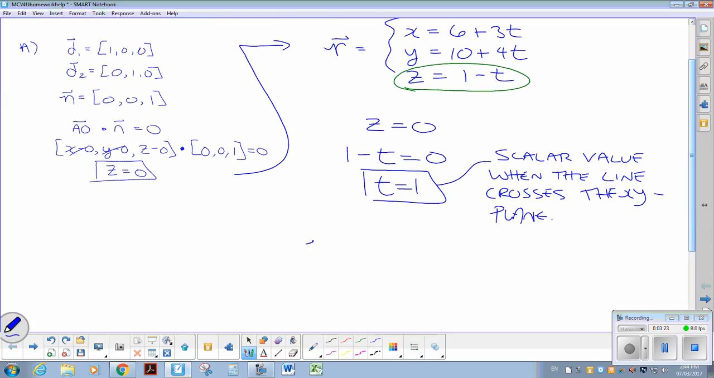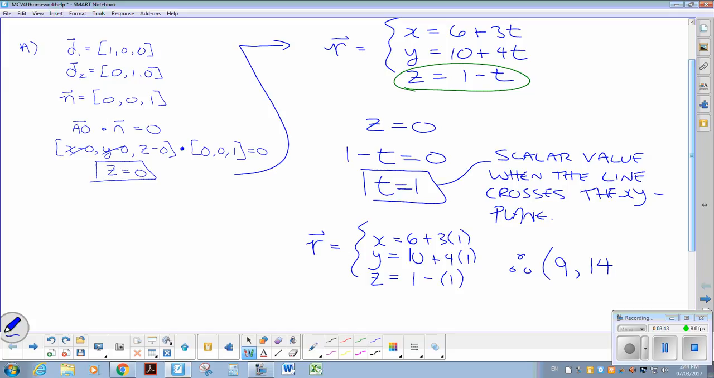Now it wants us to find the actual coordinate. So I'm going to go back to my equation and do the substitution. So 6 plus 3 times 1. I'm replacing all my t's with 1's. z equals 1 minus 1. So therefore my coordinate will be located at 9, 14, and 0.